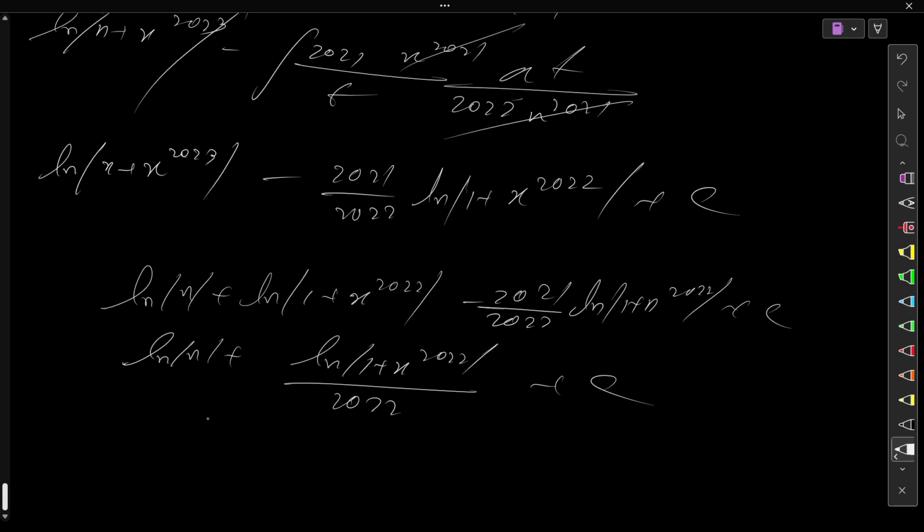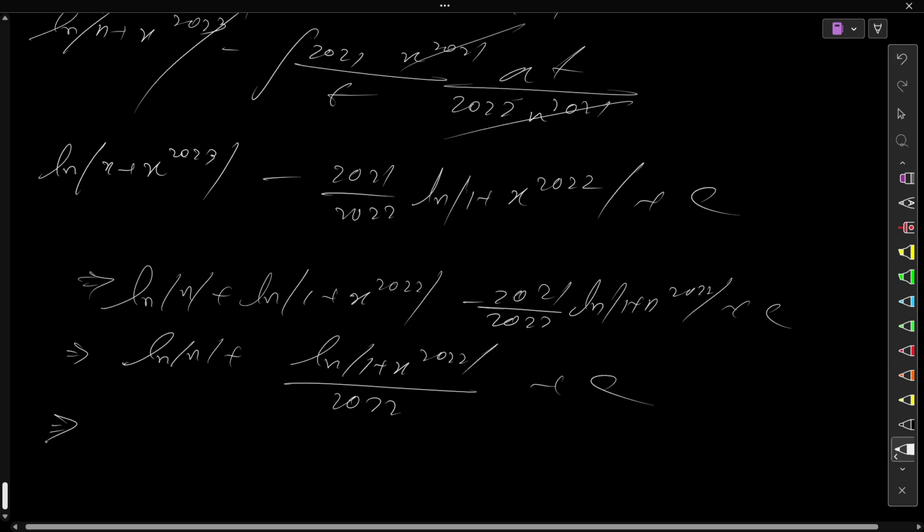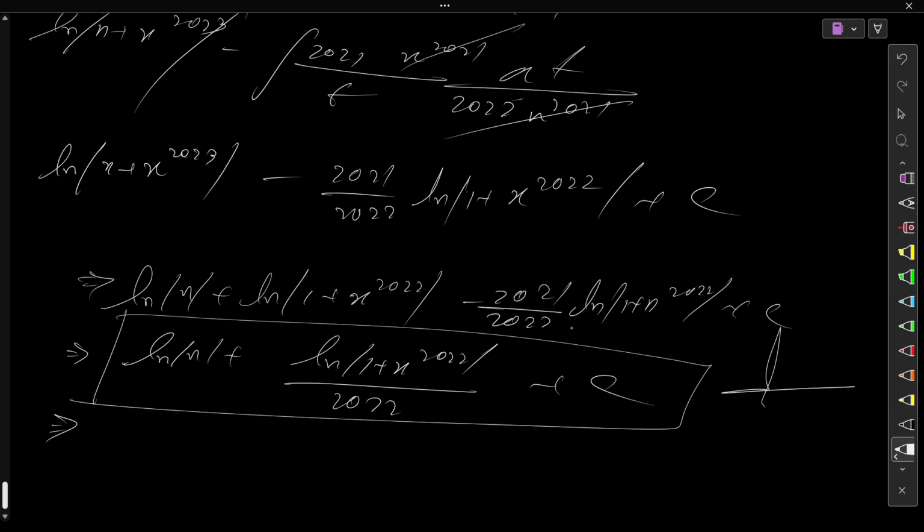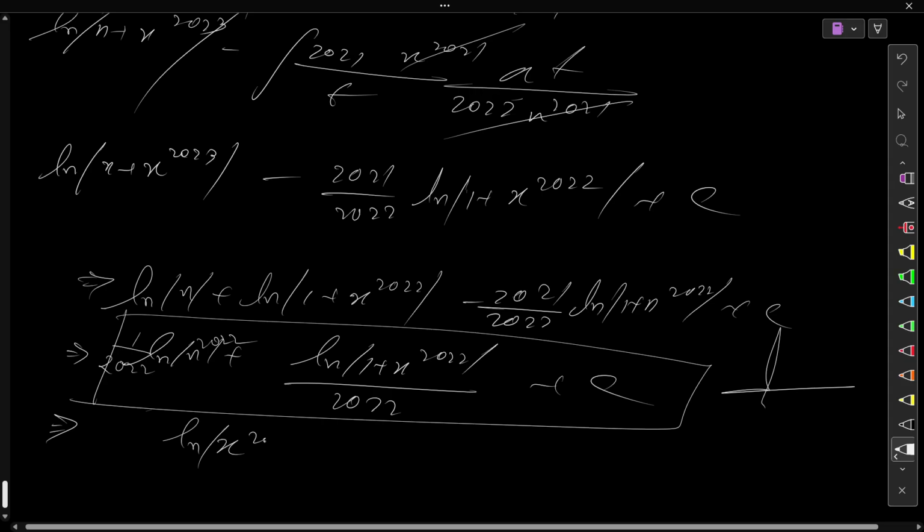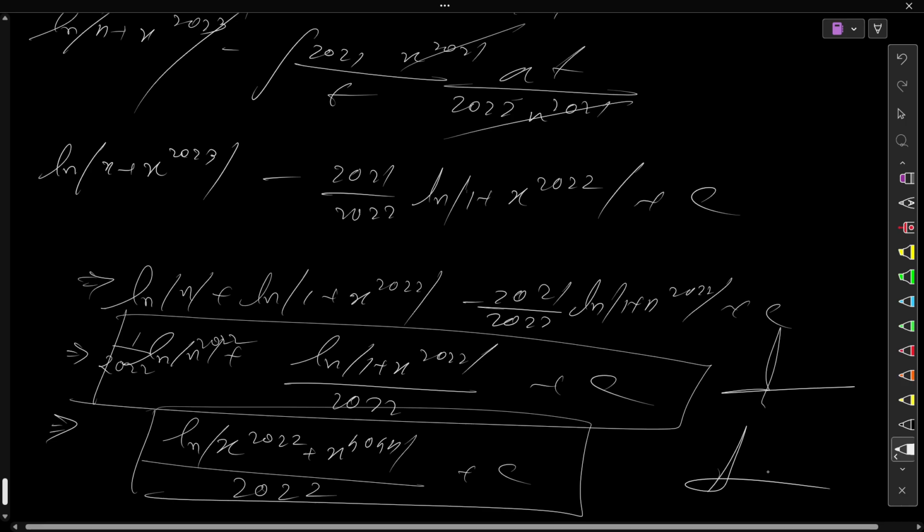Right. So in order to make it equal to the answer which is given there, look, what I'm trying to do is make the answer exactly equal to that given in the answer here, although this is also correct. This answer is also acceptable, but let us make it like this. So I'll multiply by 2022, and this will go to the exponent. So this will become x to the power 2022 plus x to the power 4044, divided by 2022 plus c. So yeah, this is the answer.